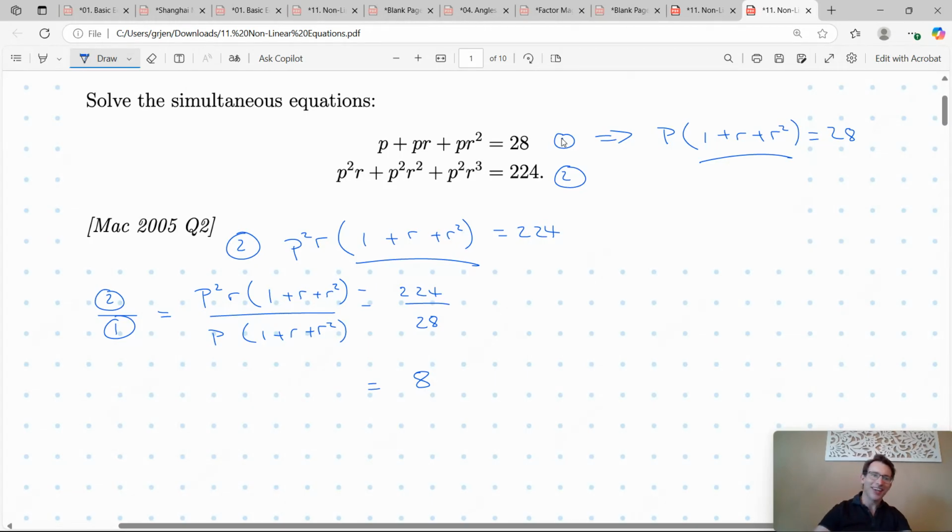Verify. Okay, and then this one, p cancels a p, and we're left with pr, because this cancels this. So pr equals 8. Circle it. That's important information. Let's solve this for p. So p equals 8 on r.